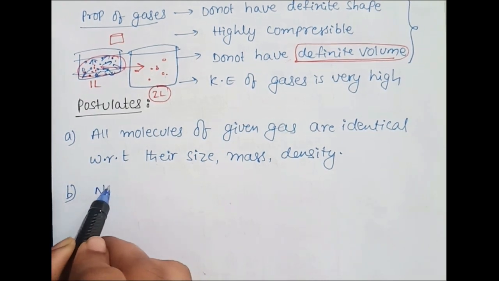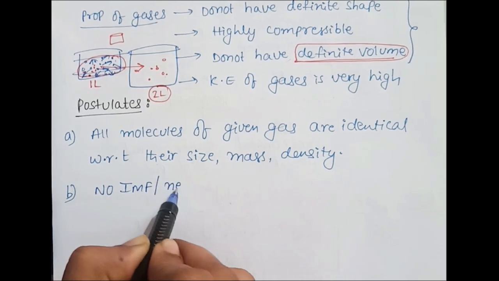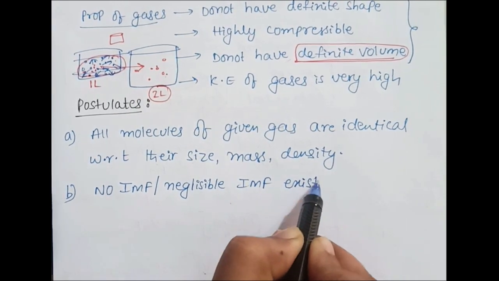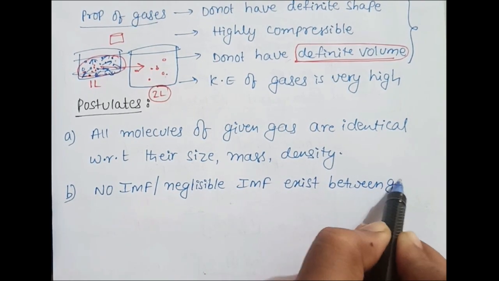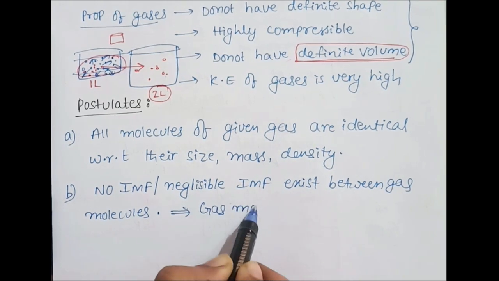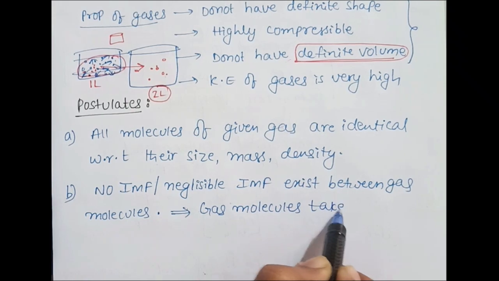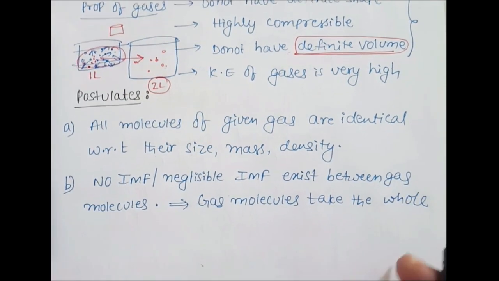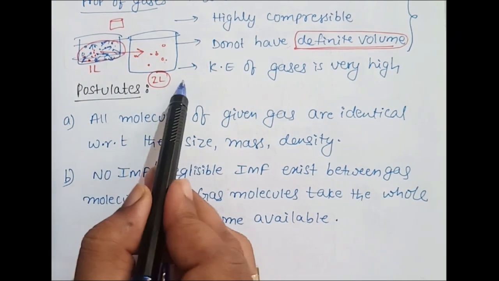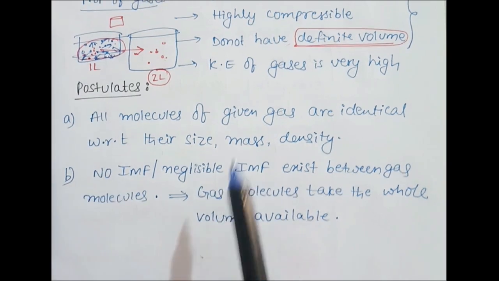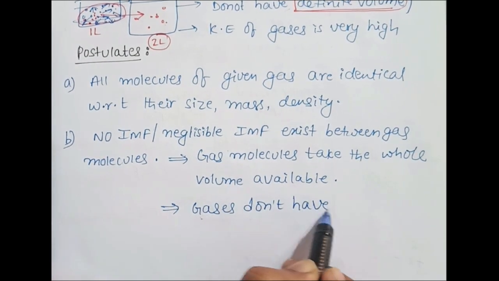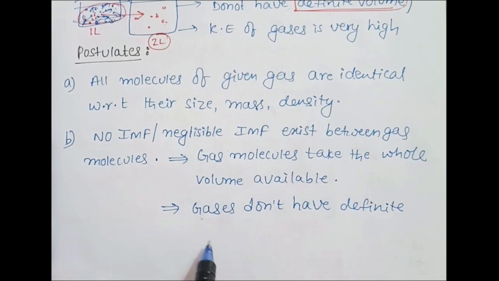No intermolecular force or negligible intermolecular force exists between gas molecules. So because of this, gas molecules take the whole volume available to them. If you provide a 5-liter container, they will fit into the 5 liters. If you provide a 1-liter container, they will fit into the 1 liter. So due to this point, we say gases do not have definite volume. This point proves why gases do not have definite volume.